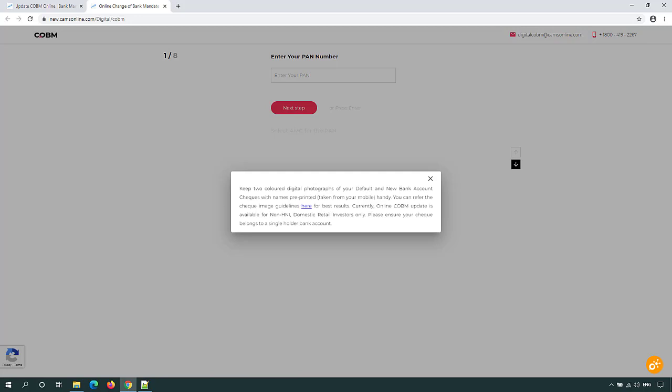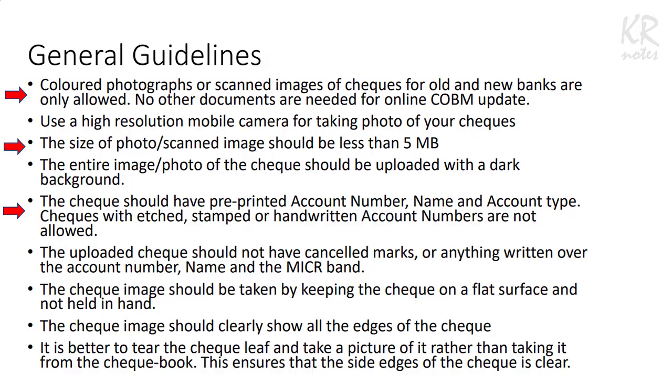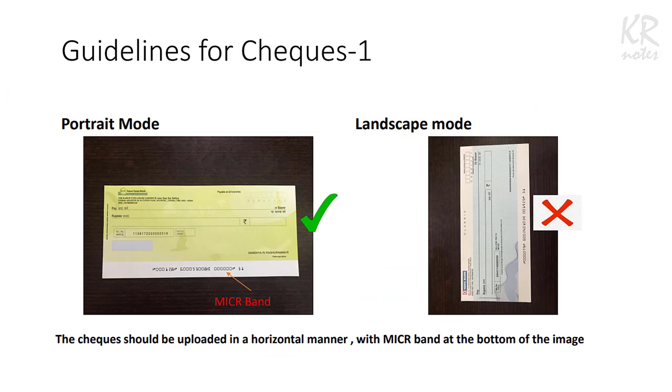It contains very detailed guidelines. I have downloaded this and am just sharing a glimpse of it. The guidelines are pretty simple. You need color photographs or colored scan image of your old bank check and new bank check. Ensure that the file size is not more than 5 MB. And make sure the check has your name well printed along with the account details.